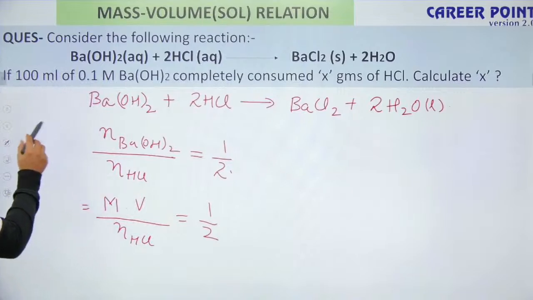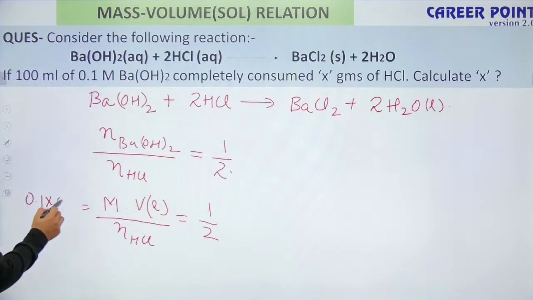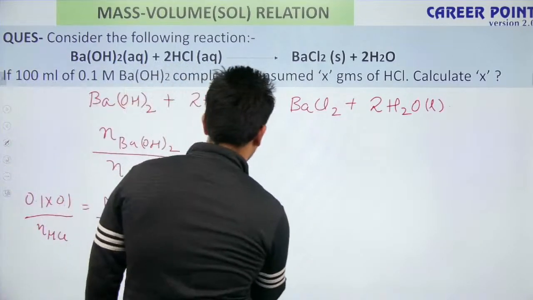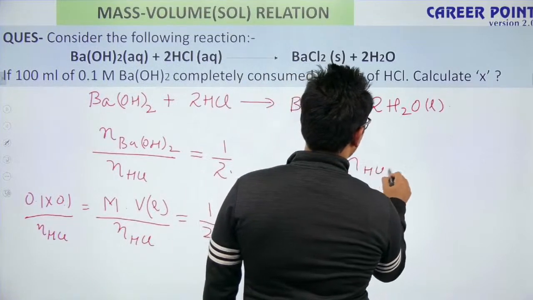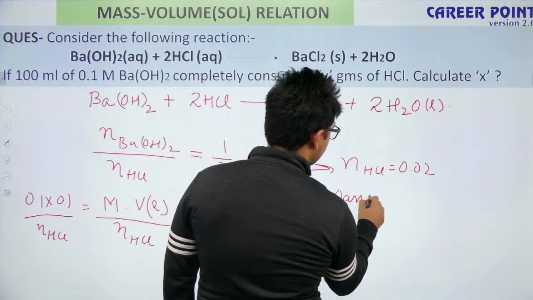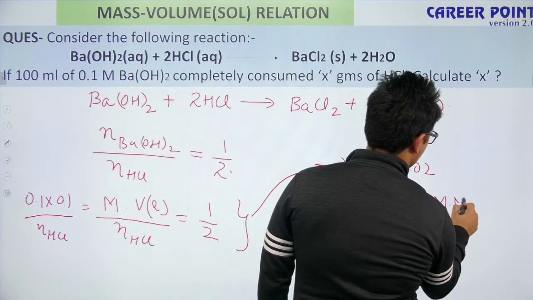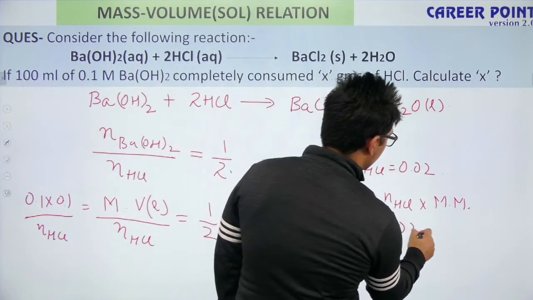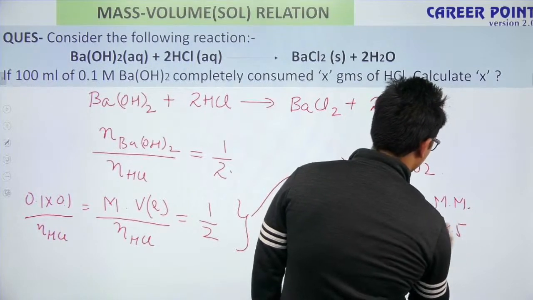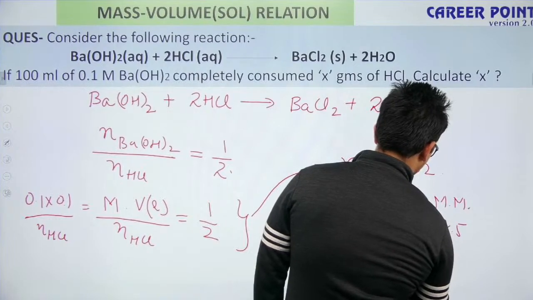What is molarity? Molarity is 0.1, and what is volume in liter? This volume should be in liter. It is again 0.1 upon moles of HCl. So from here, the moles of HCl are coming out as 0.02. But we have to find the mass. Mass is number of moles of HCl times molar mass. So this is 0.02 times molar mass 36.5, which is coming out as 0.73 grams.